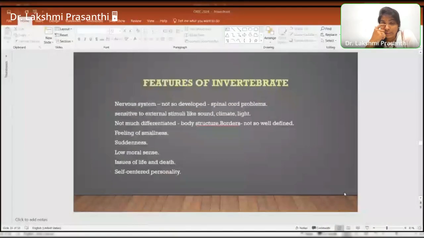Even the molluscans: a small dirt itself goes inside and causes irritation, and a beautiful pearl is formed. They are very minutely sensitive. They are not much differentiated, not so defined.